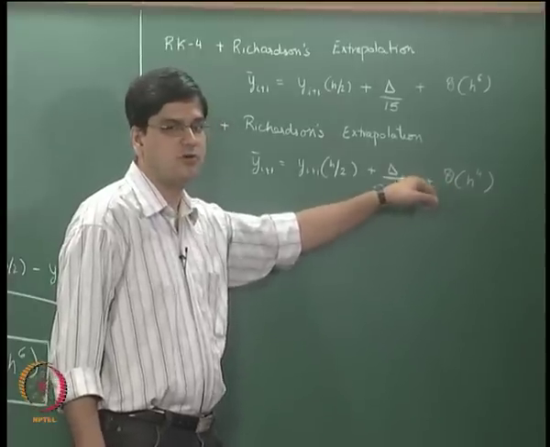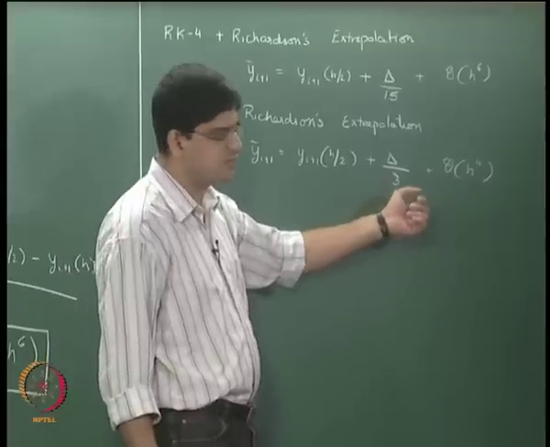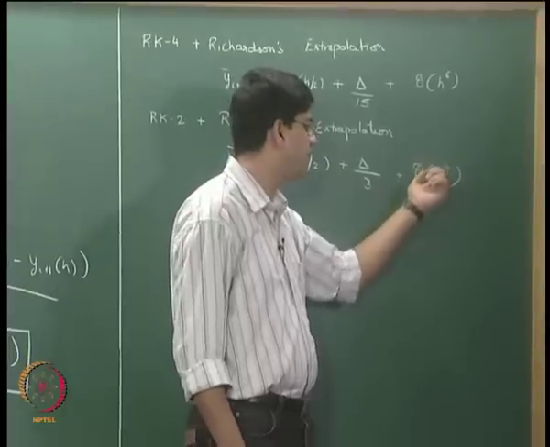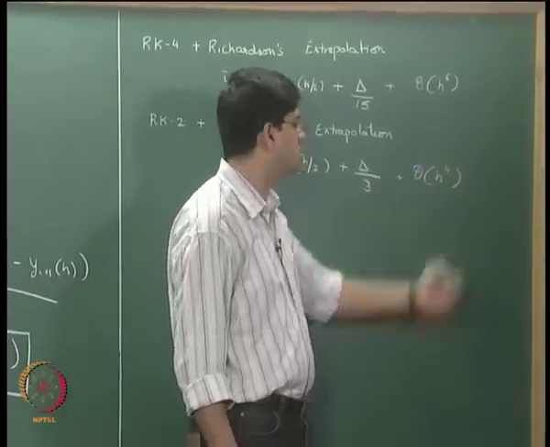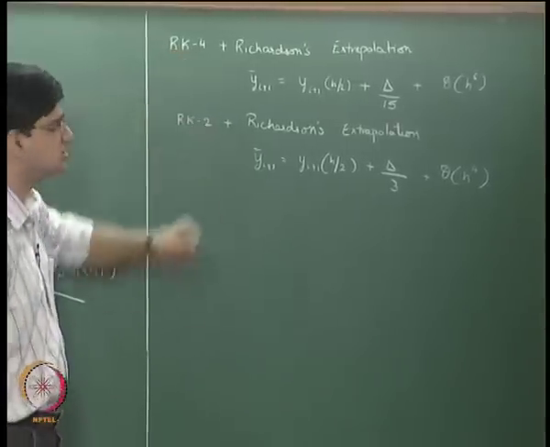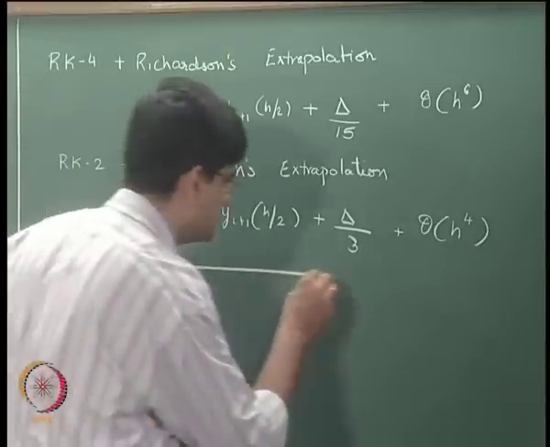So it is 2 to the power 2 minus 1, that becomes 3, and the overall accuracy of this method increases by 1 order. So it is increased from h cubed to h to the power 4. Okay, and this is for the RK2 method, this is for the RK4 method that we get. Okay, so these are the results of Richardson's extrapolation.